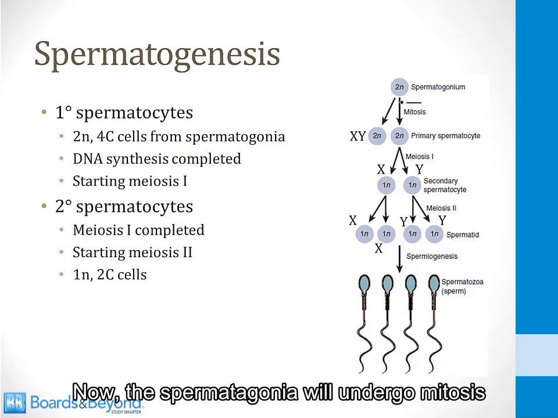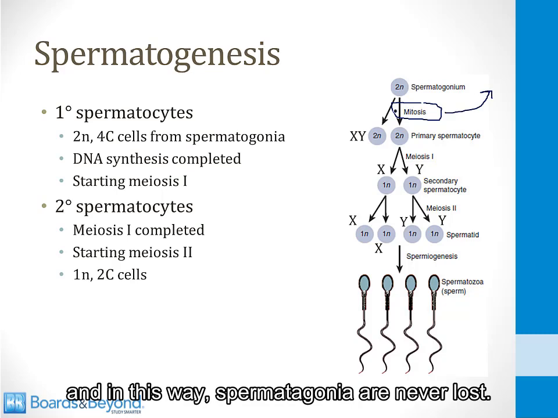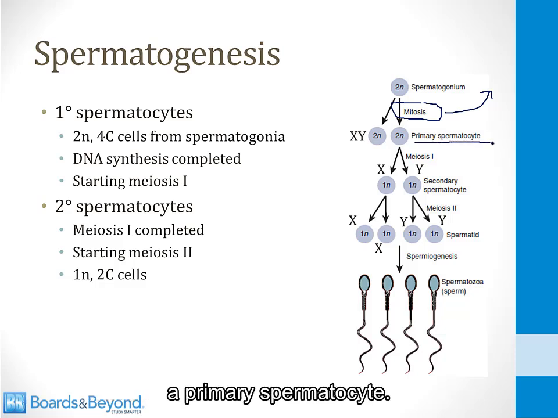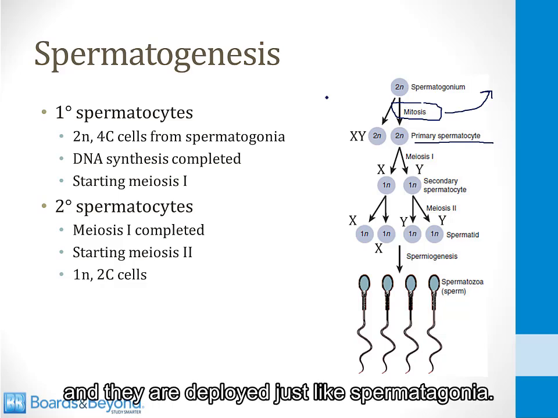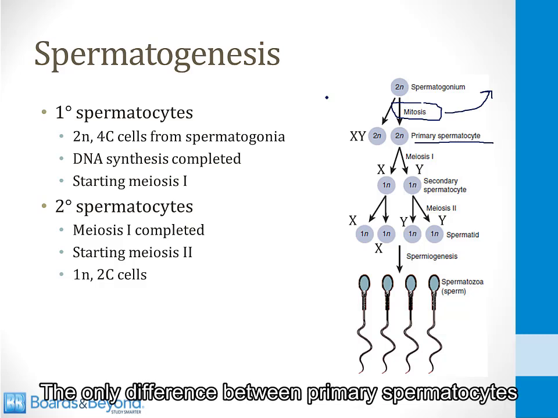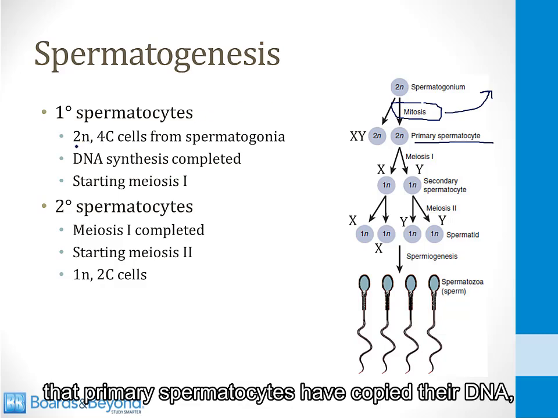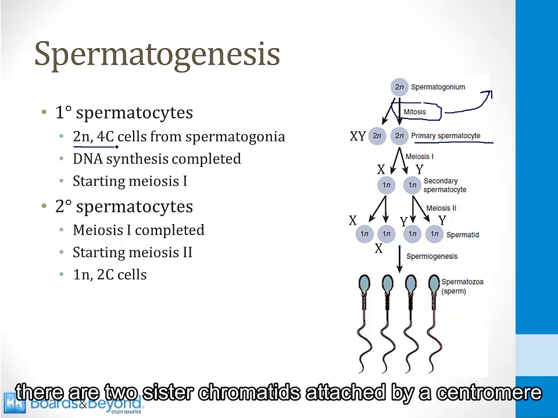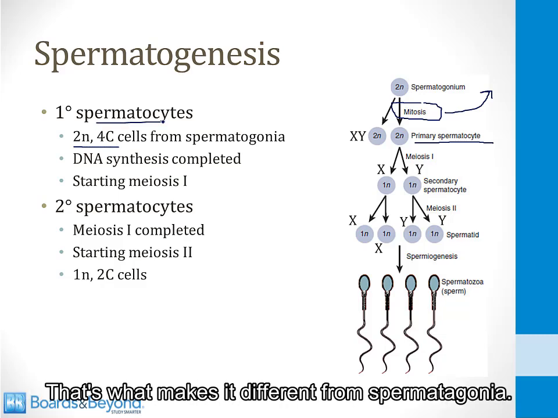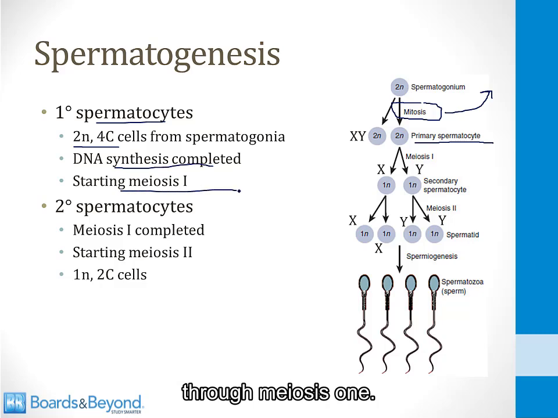Now the spermatogonium will undergo mitosis and generate two daughter cells. One of those daughter cells will stay as a spermatogonium, and in this way spermatogonia are never lost. But the second daughter cell will become a primary spermatocyte. Primary spermatocytes are the result of mitosis of spermatogonia, and they are diploid just like spermatogonia. The only difference is that primary spermatocytes have copied their DNA, so they are 2N4C. For each chromosome, there are two sister chromatids attached by a centromere in a spermatocyte. That's what makes it different from spermatogonia. DNA synthesis has been completed, and these are the cells that are about to go through meiosis I.